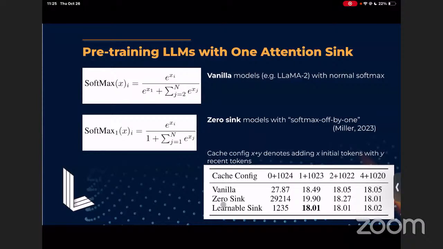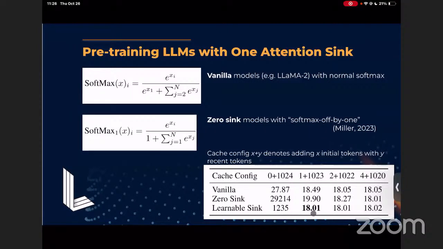And then lastly, they tried using what they call a learnable sink model, where they train the model with 1 attention sink. And the experiment results were as follows. For the vanilla model, when they tested it, they would have to add 2 tokens before perplexity went back down to 18. For the zero sink, they would have to add 4 attention sinks before the perplexity went back down to 18. And for the learnable sink model with 1 attention sink trained, in testing, they would only need to add 1 attention sink for perplexity to go down to 18.01.